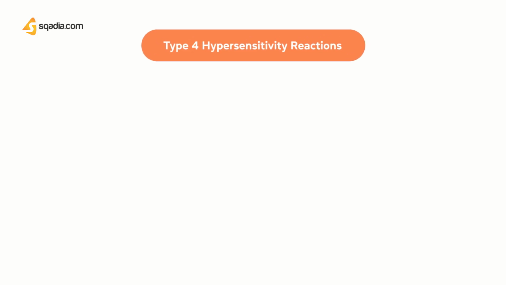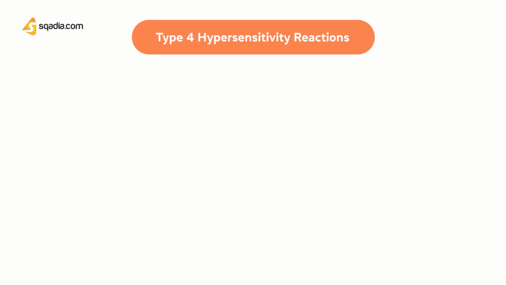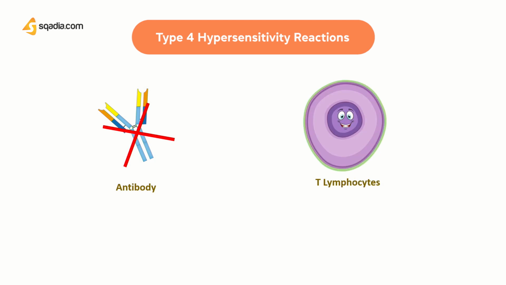Now, coming to type 4 hypersensitivity reactions. These are also termed as delayed hypersensitivity reactions, since they are a bit different from the first 3 types of hypersensitivity. Let me tell you that type 4 is not a function of any type of antibody, like the other types of hypersensitivity. Rather, it is a function of T lymphocytes. So we can say that it's a cell-mediated reaction rather than antibody-mediated reaction.